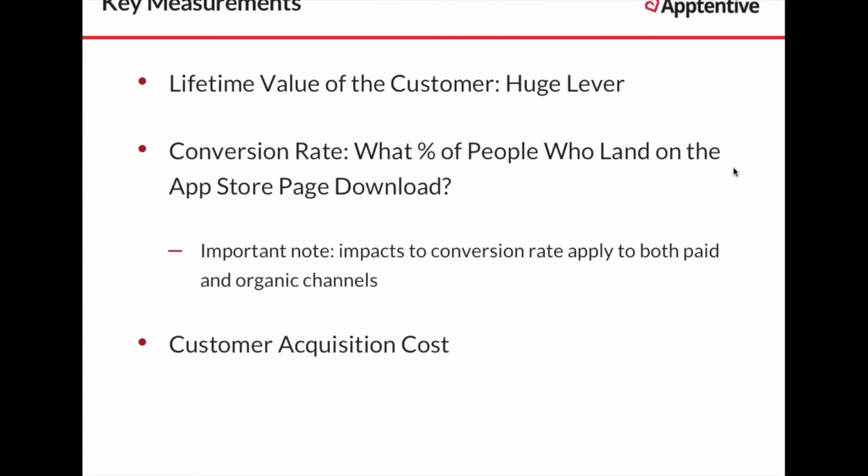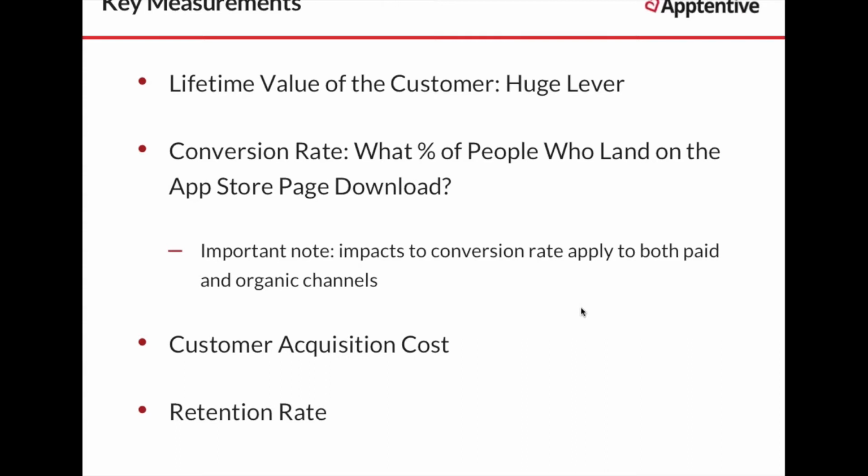Again, this is one of the reasons why turning the lever on the conversion rate can really dramatically improve all your activities, because if for every person that lands on your page, you're 50% more likely to get them to download your app, your customer acquisition cost is halved. So that's pretty dramatic. And then the final thing is retention rate.